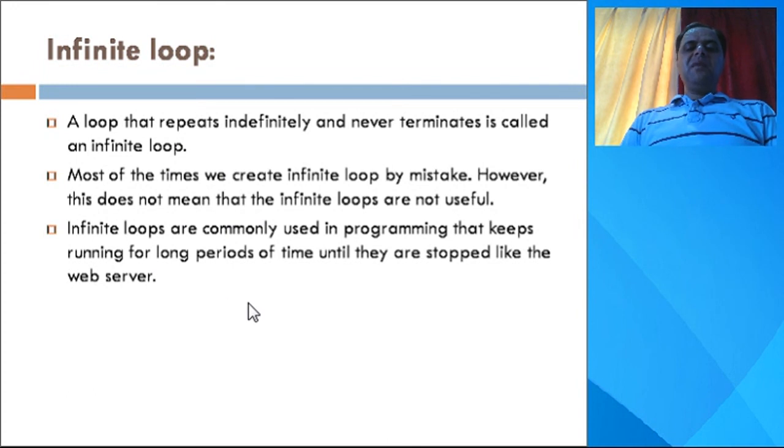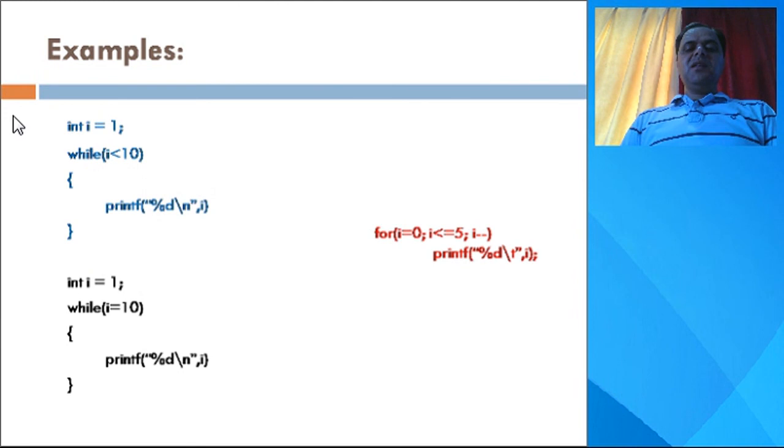Infinite loops are commonly used in programs that keep running for a long period of time. When we want a program to run for a longer period of time, we use an infinite loop, and we stop the loop using some other source, like in a web server. So some examples of infinite loop. For example, I have initialized i with 1, and while i is less than or equal to 10, print i.